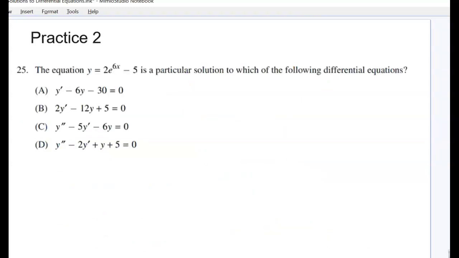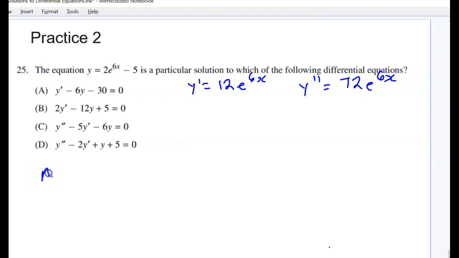All right, this is an actual multiple choice question from a practice exam, and it says the equation y equals 2 e to the 6x minus 5 is a particular solution to which of the following differential equations? Well, again, first thing I'm going to do is find the first derivative. And the first derivative of y equals 2 e to the 6x minus 5 is going to be 12 e to the 6x. And the second derivative is going to be 72 e to the 6x.